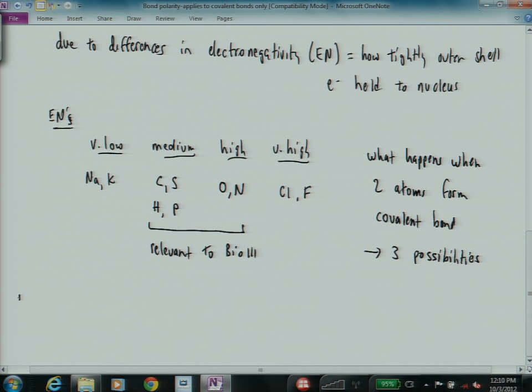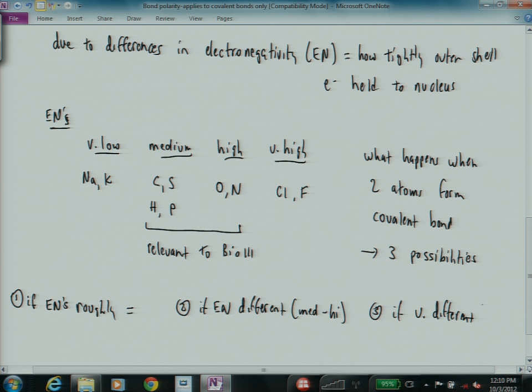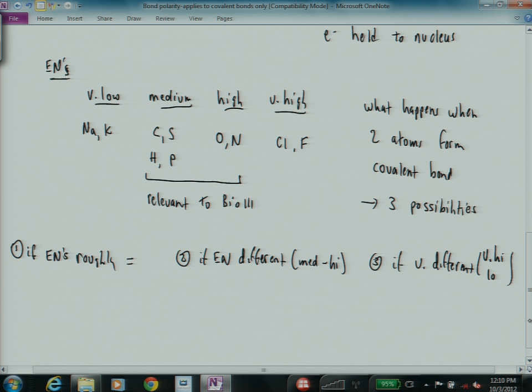Number one, if the electronegativities are roughly equal, that's one possibility. Two, if the electronegativities are different, say medium and high. And three, if they're very different, say very high and low. All right? So there's three cases. And I'll draw them one by one.